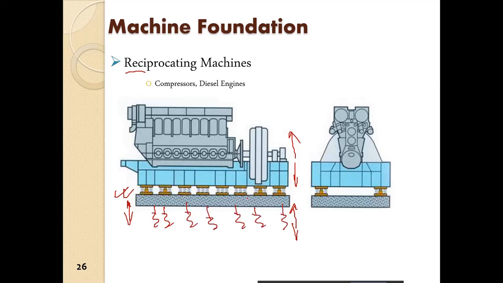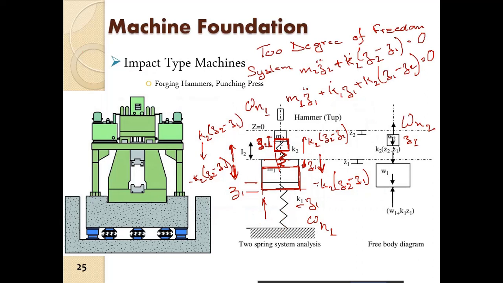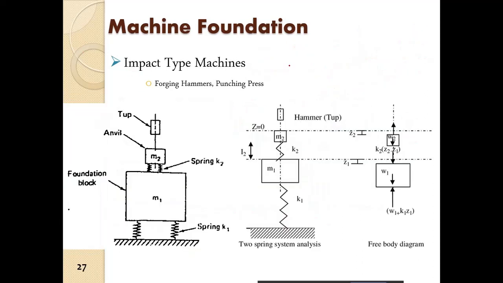Okay, so 2 degrees of freedom. Same thing, so we now have 2 equations of motion. First, for the mass m2, we can write m2 into z2 acceleration, plus k2 into (z2 minus z1), is equal to 0.